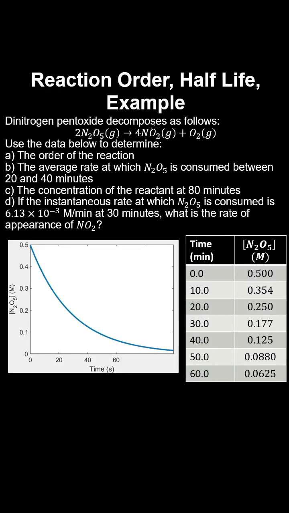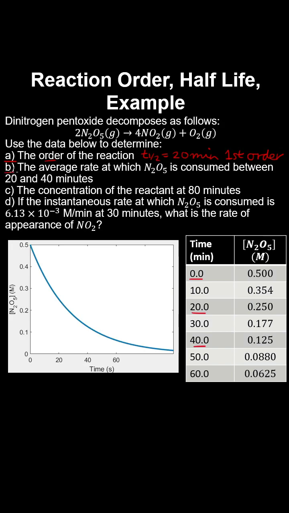Dinitrogen pentoxide decomposes according to this reaction. Now use the data below to first determine the order of the reaction. Well, we can see that every 20 minutes, the concentration of the reactant gets halved. So therefore the half-life is constant, and this is true for a first order reaction.